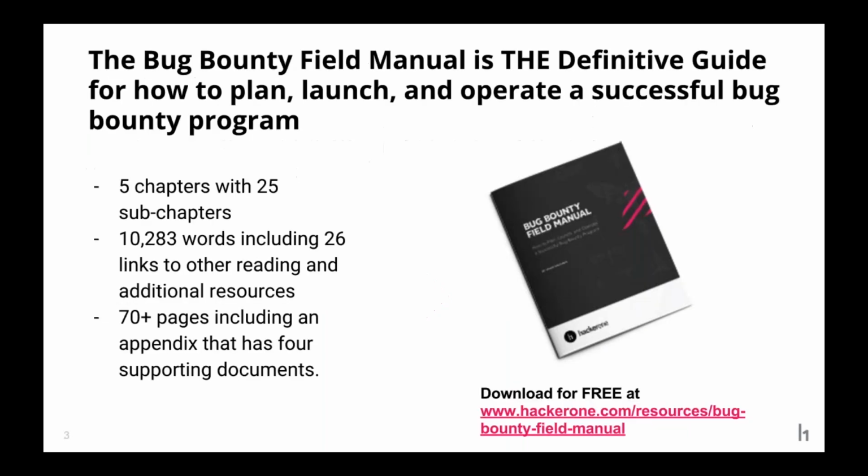Now, obviously, this webinar is all about the Bug Bounty Field Manual. And what is the Bug Bounty Field Manual? Well, it's the definitive guide for how to plan, launch, and operate a successful bug bounty program. It's jam-packed with a lot of awesome stuff. We've got 5 chapters with 25 subchapters, over 10,000 words, including tons of additional resources and reading material, and it clocks in at over 70 pages. You can get your free manual if you haven't already at hackerone.com/resources, Bug Bounty Field Manual.